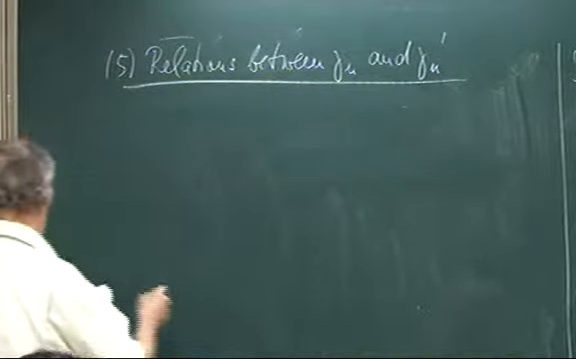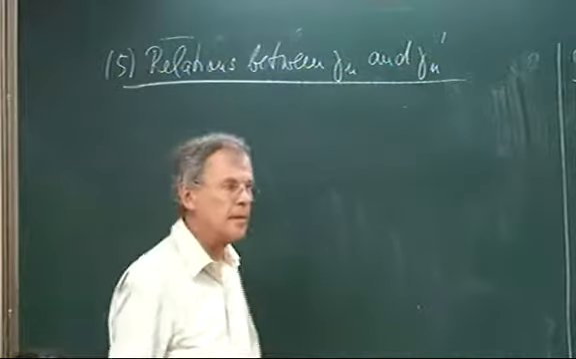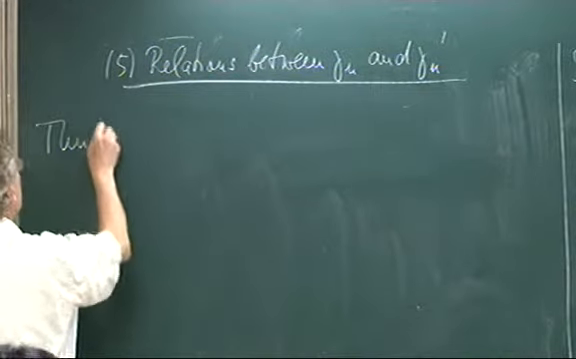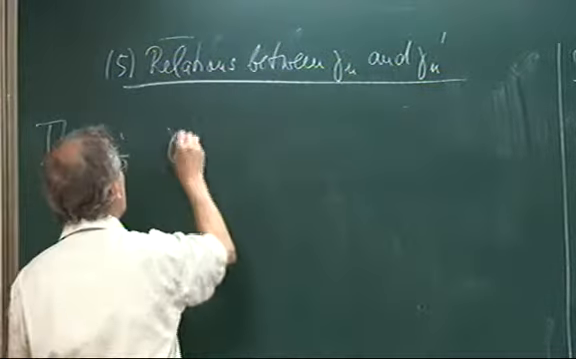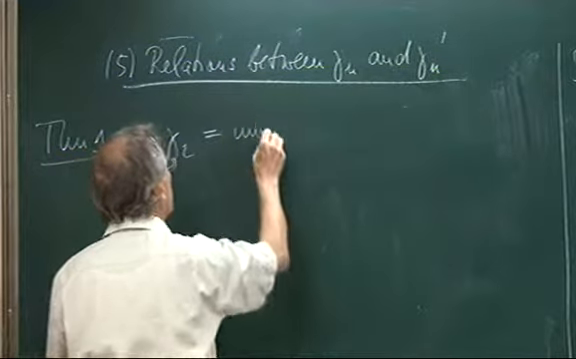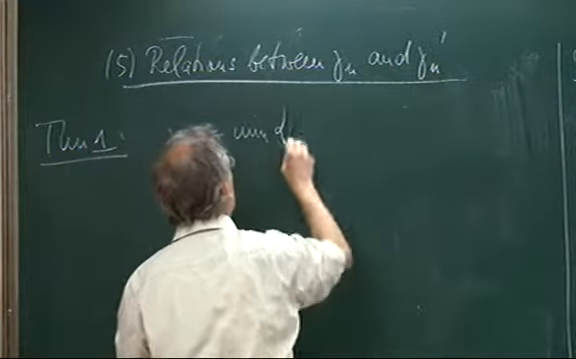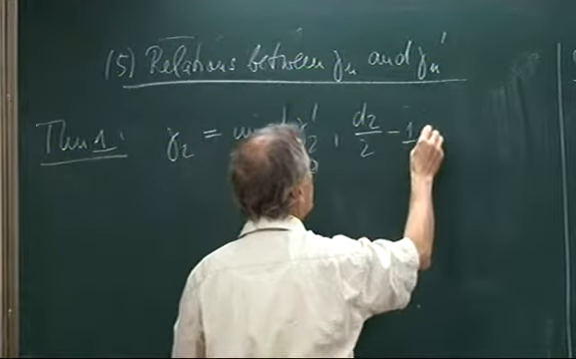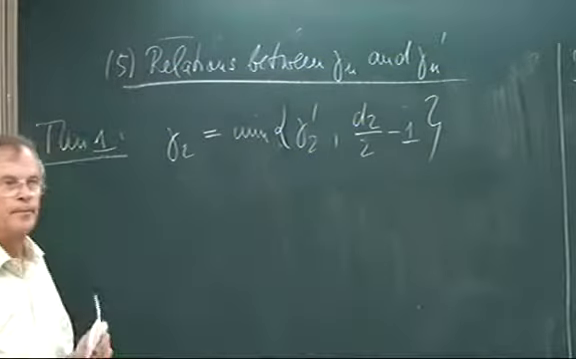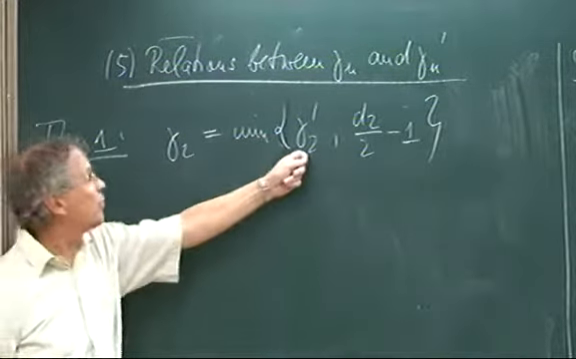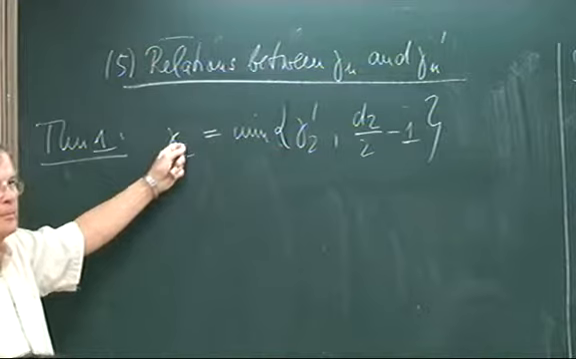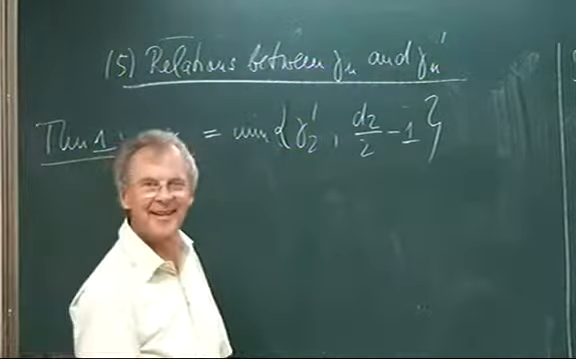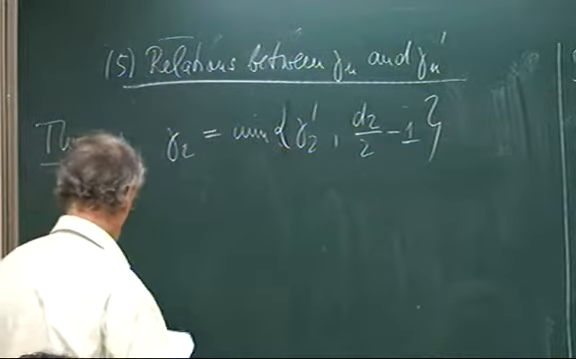Right? And again you will see how these lemmas are used. So, theorem 1 is for rank 2. Gamma 2 is actually equal to the minimum of gamma 2 prime and d2 over 2 minus 1. So if we have gamma 2 prime, we have also gamma 2, right? But not conversely, unfortunately.